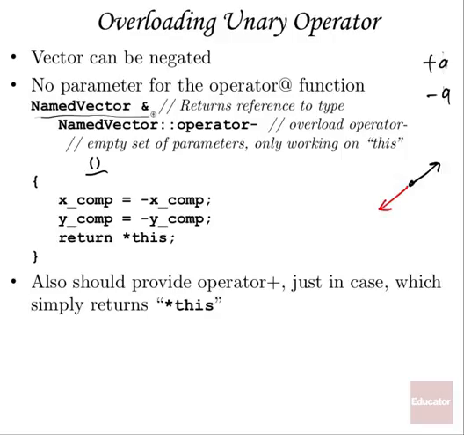So again, we're returning the class object, a reference to it. This guy owns it. And here is our operator overload, operator minus. No parameters. And we just take the x component, which was in this direction, and we're making it negative to make it in that direction. We take the y component, make it negative, and that goes in the other direction. And then we return our named vector. And you also should probably provide a plus operator, which will just return this. Doesn't do very much. But someone might try to use it, and if it's not there, they'll complain. So there's a unary operator.